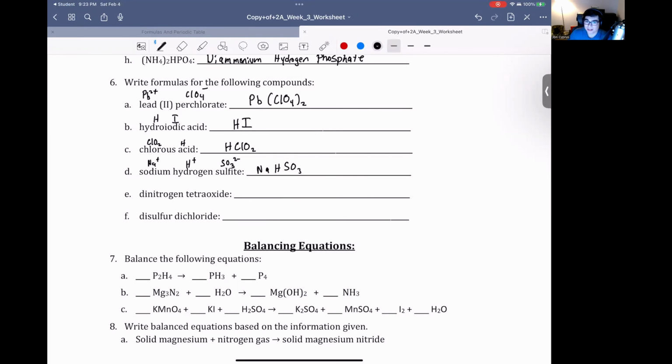All right, next we're gonna go ahead and go look at E. It says dinitrogen tetraoxide. So dinitrogen, right? This is nitrogen, this is oxygen. Di means 2, right? So we have 2 nitrogens, and then tetra means we have 4 oxygens. F is a disulfur dichloride. So this is S2, again, di for 2. And then dichloride means I have 2 chlorines.